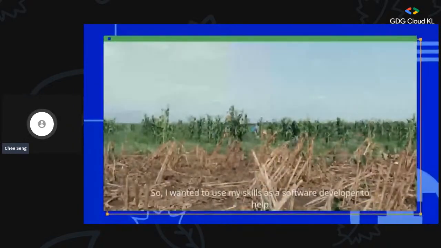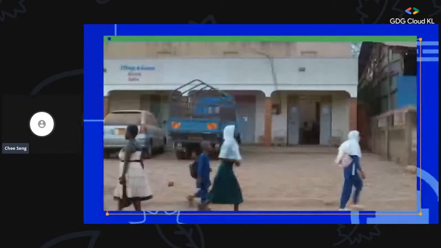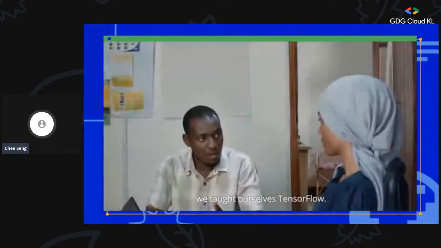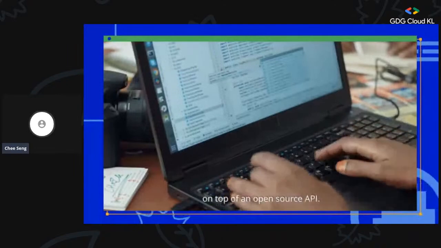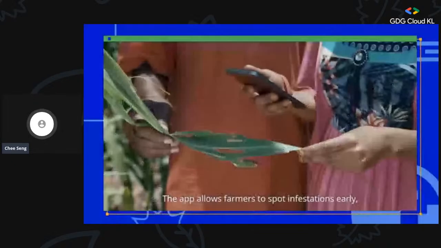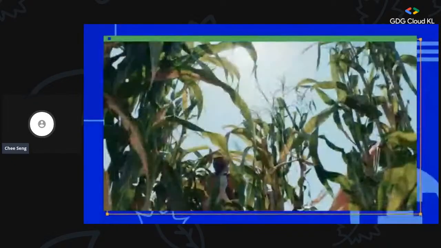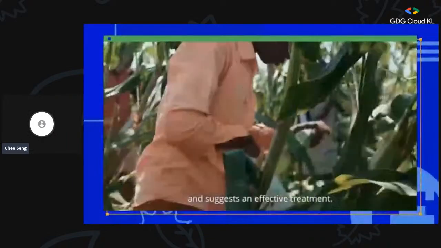So I wanted to use my skills as a software developer to help. At a Google Study Jam, we taught ourselves TensorFlow. We started by building an Android app on top of an open source API. The app allows farmers to spot infestations early, far beyond the capability of human eyes, and suggest an effective treatment.